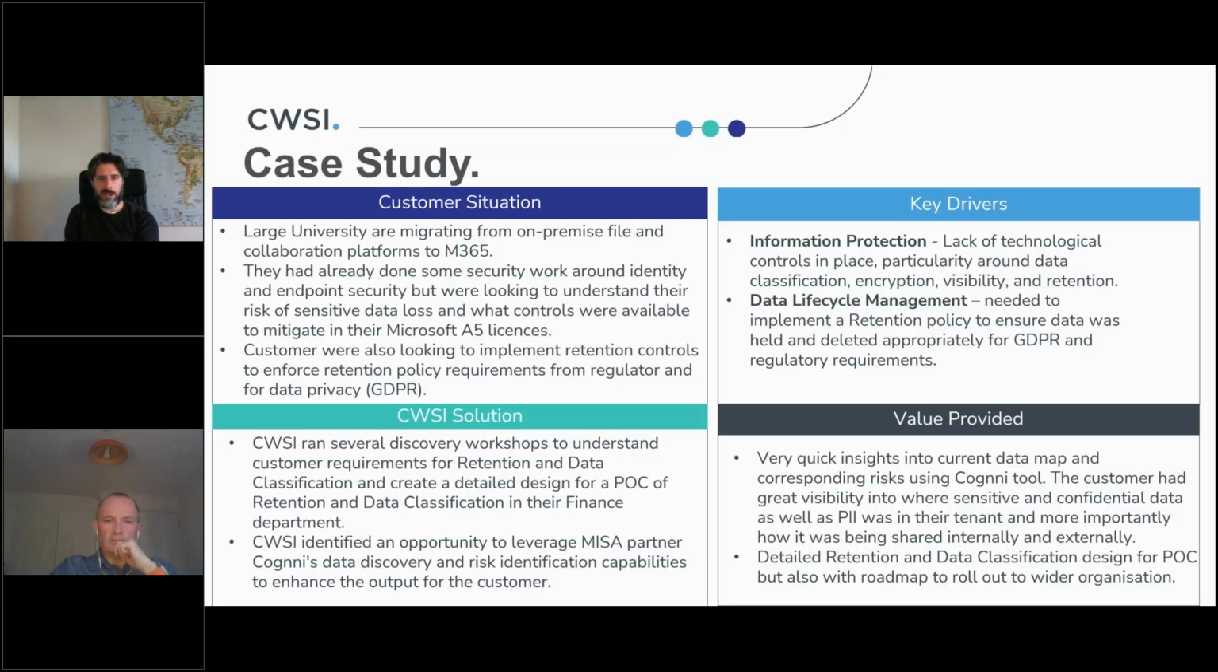Okay, we have very little time left, so I'm going to very quickly run through this use case just to give a quick example of the kind of work that we've done with some customers around this area. In this case, it's a university that we've been working with. They're in the process of migrating from on-premise file and collaboration platforms, file servers, SQL, SharePoint, to the cloud, like a lot of people out there are. They had some good security controls in place around their endpoint management and conditional access and all that good stuff that Stephen was talking about. And they were licensed via their A5, which is the equivalent of an E5 license, to have access to the full suite of Purview controls.